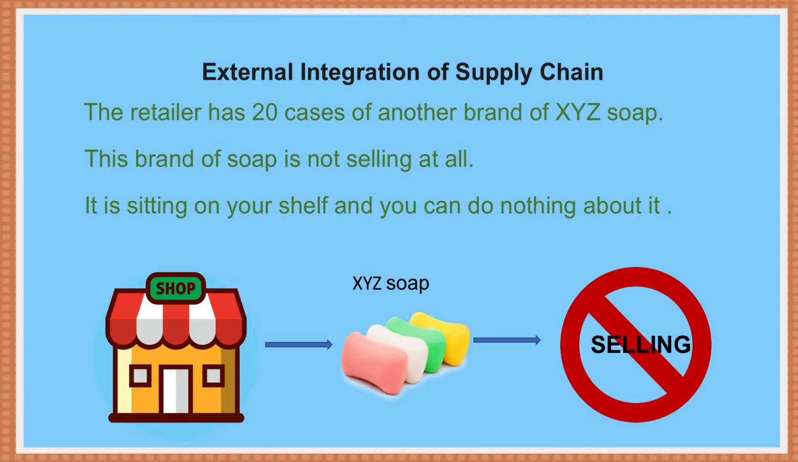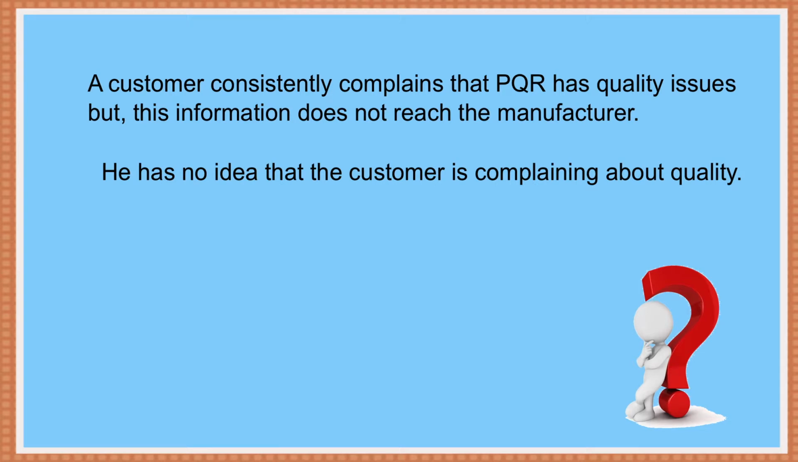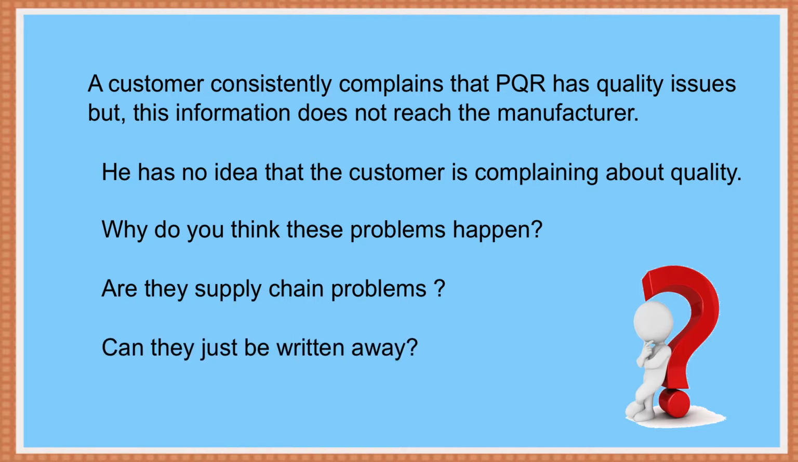Let's consider another example. Assume there is a brand called PQR. The customer consistently complains that the PQR has quality issues, but this information does not reach the manufacturer. He has no idea that the customer is complaining about quality. Now, we have seen three problems. Why do you think these problems happen? Are they supply chain problems or can they just be written away?